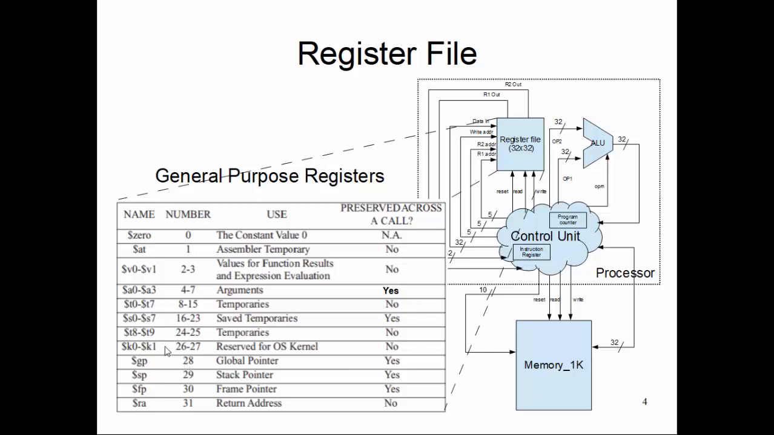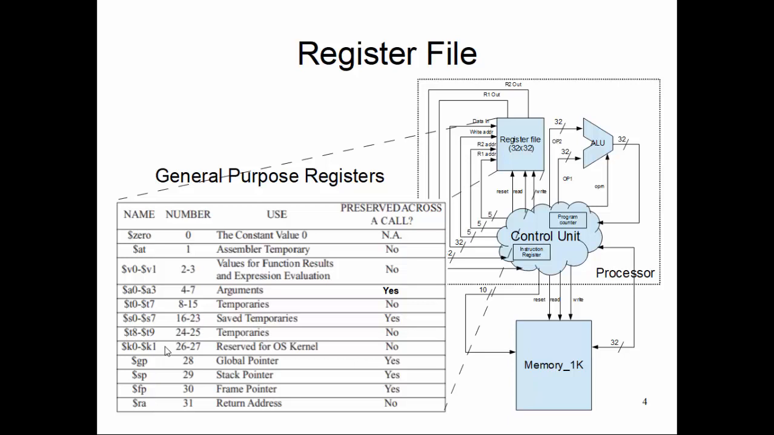Now K0, K1 are reserved for the OS kernel. This is more important for the compiler, so that the compiler doesn't produce assembler code which uses K0, K1, especially for user programs. If it is part of the OS kernel program compilation, they are allowed to use K0, K1. But if it is a user program which is not part of the OS kernel, then they will not use K0, K1.